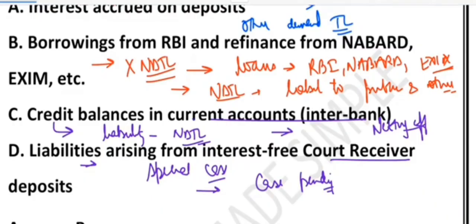But wait, this is the tricky part. Although it is excluded, the question asks for what is not included, and option B is a better match because it is clearly and completely excluded. So the final answer is option number B, right?